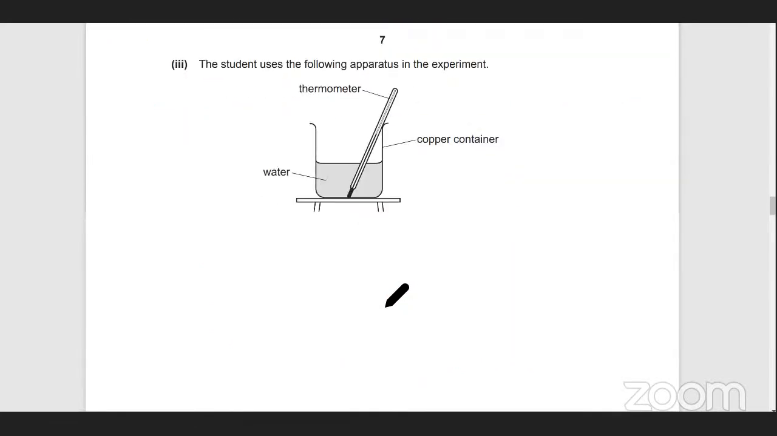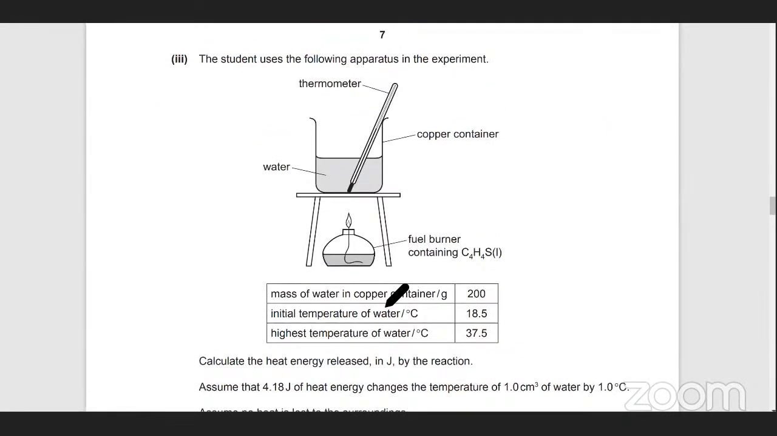Anyways, next one. There's this water that's, there's this water that's, उसका mass of water in the copper container दिया हुआ है, ठीक है. So it's 200 grams. अच्छा, ये कितने initial temperature and the highest temperature reached. So tell me what is delta T over here? This is the calculator. कितना? 19 degrees. अच्छा, ठीक है, 19 degrees.